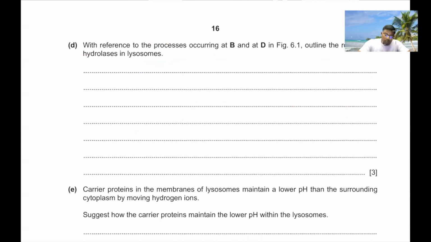Part D, with reference to the process occurring at B and at D, figure 6.1, outline the role of acid hydrolase in lysosomes. So basically, acid hydrolases break down the bacteria and or out defective organelles. Acid hydrolase speeds up hydrolysis of proteins to amino acid so that amino acid can be reused within the cell.